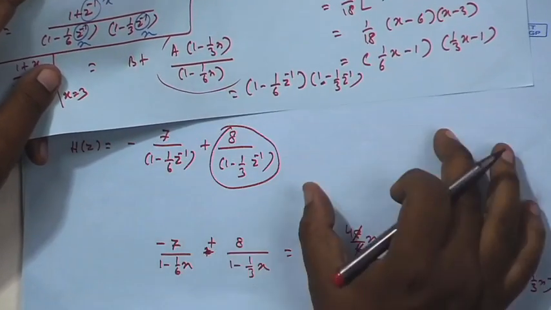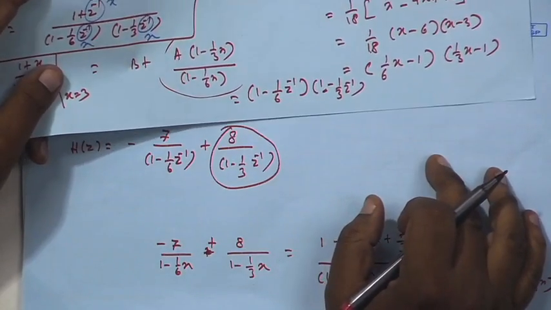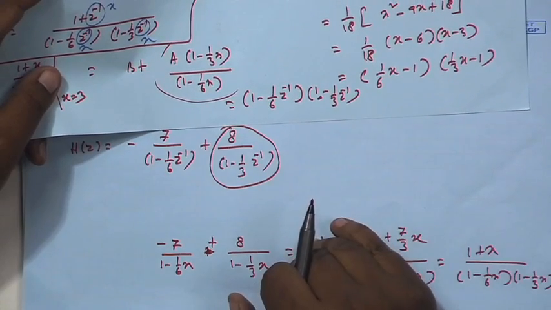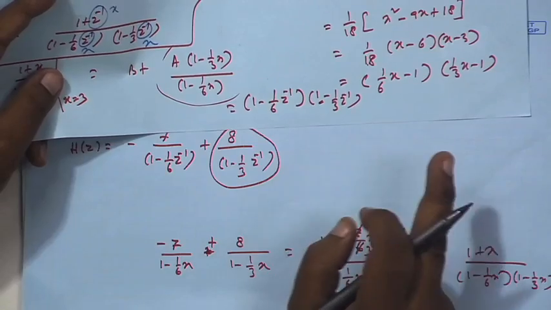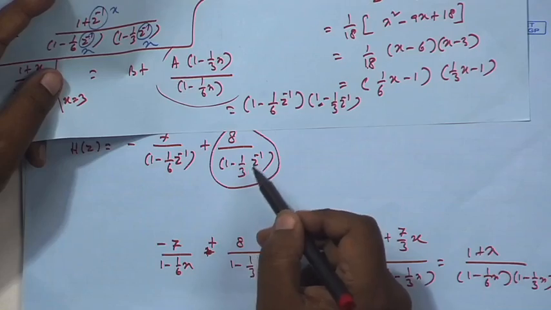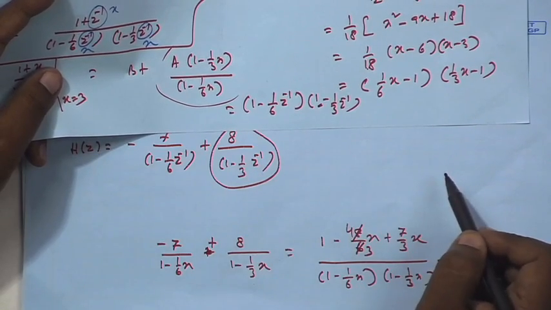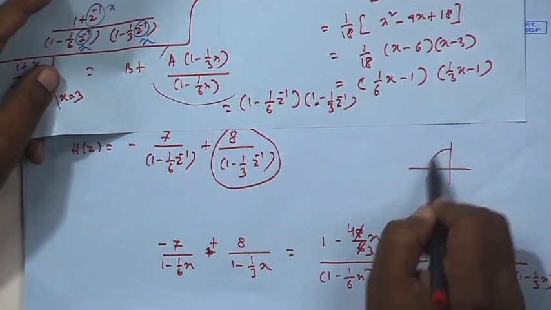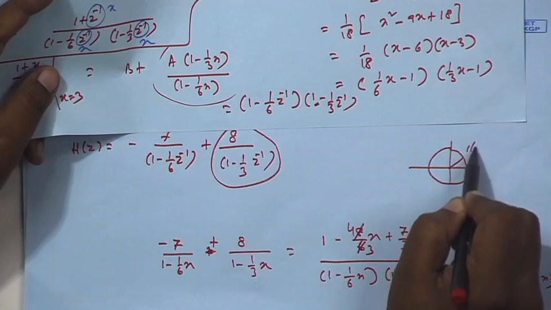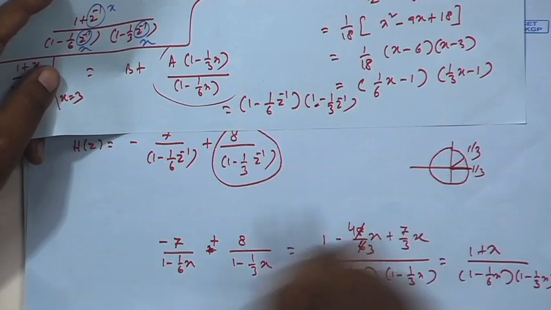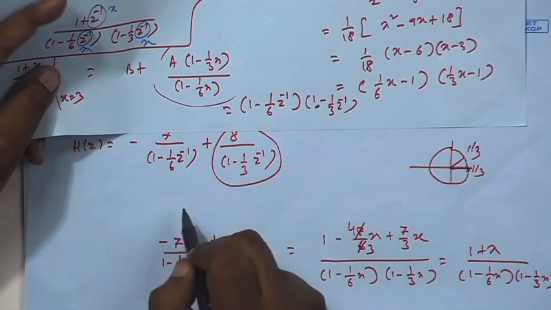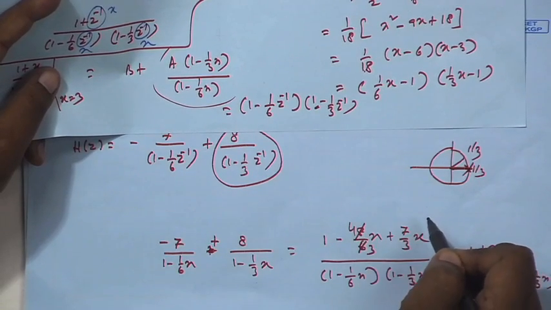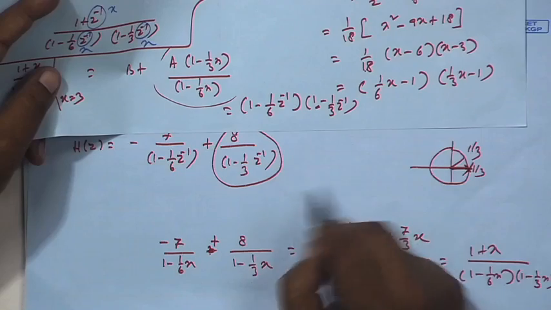That is, draw a circle of radius 1 by 3. It will be either inside the circle of radius 1 by 3 or outside, but it cannot be including the circle of radius 1 by 3, because on that circle z can be 1 by 3. If we have a circle of radius 1 by 3, z here is 1 by 3, this point. If you put that z, this is 0. So, this is a pole. Okay. So, this circle cannot be part of this ROC.